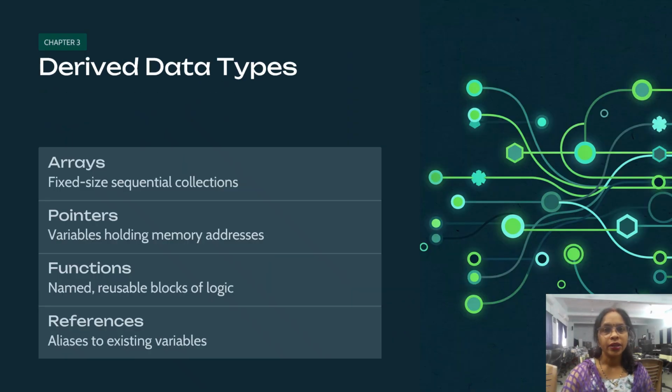Now second is the derived data types. Derived data types are built from fundamental types to create richer, more complex data structures. They give C++ its expressive power for system level and application programming. They include the array, which is a collection of homogeneous data type; pointers, which hold memory addresses; function, which is a named, reusable block of logic; and references, that is, an alias name for an existing variable.